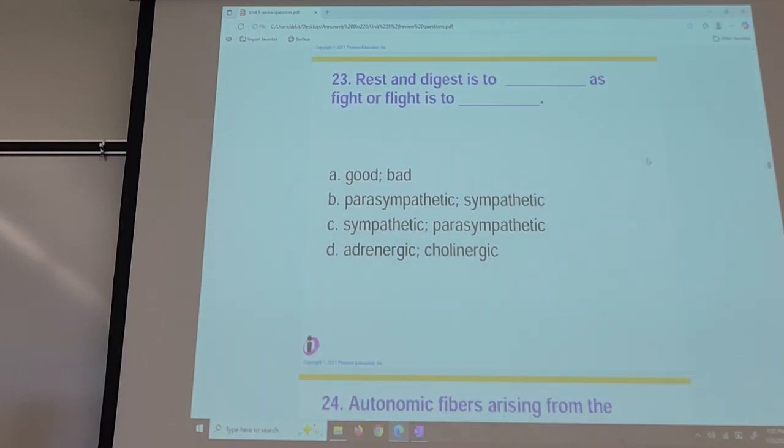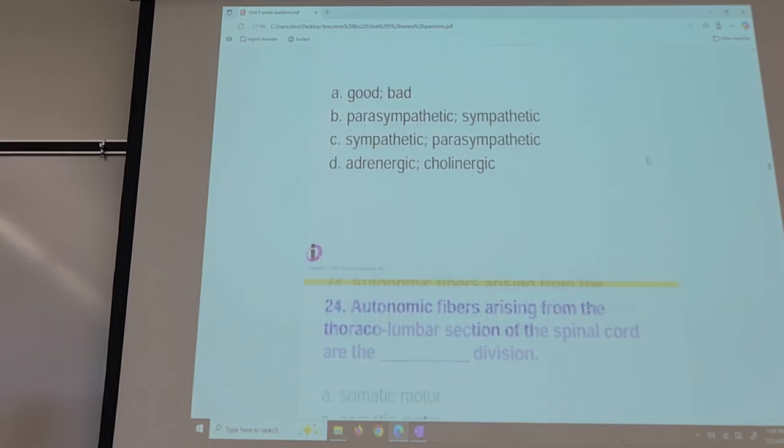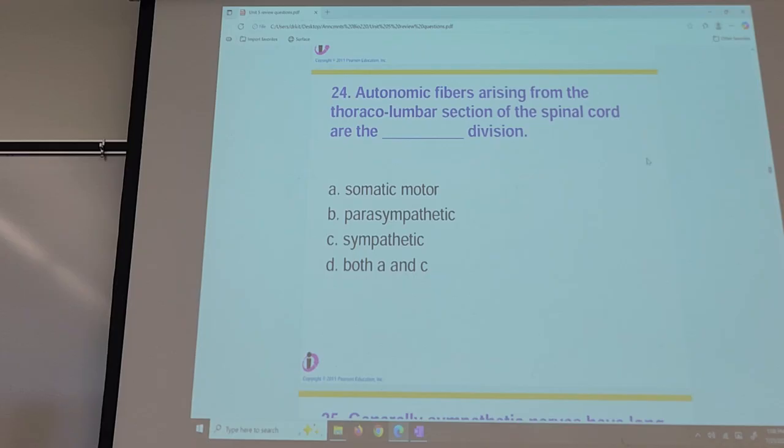Rest and digest is to this as fight or flight is to this. B, that should be pretty much automatic by now, with all the repetition we've had on that topic. Autonomic fibers arising from the thoracolumbar section of the spinal cord are in what division? C, sympathetic, right? Because A, somatic motor, is that part of the ANS? No, it's somatic. It's skeletal muscle effectors, right? We're not talking about that.